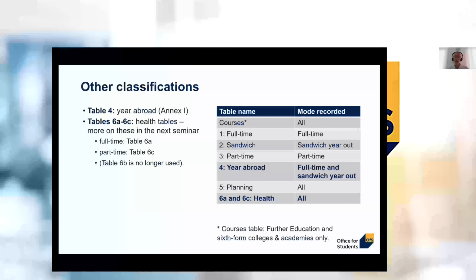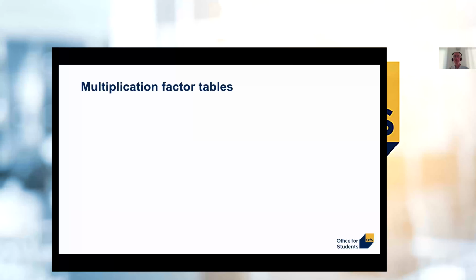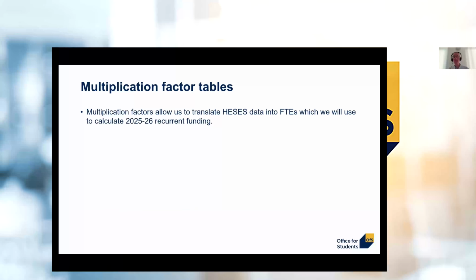Finally, as noted earlier on, the courses table is only in workbooks of further education, sixth form colleges and academies. So if you don't see it, if you're not one of those, don't panic. Now, briefly, I want to mention something new in this year's workbook, and this relates to what we call multiplication factors. These are what we use to translate the HESES data into the full-time equivalent figures that we use in calculating recurrent funding allocations.